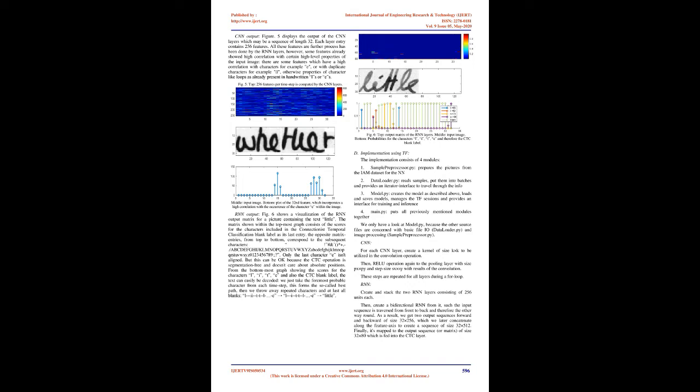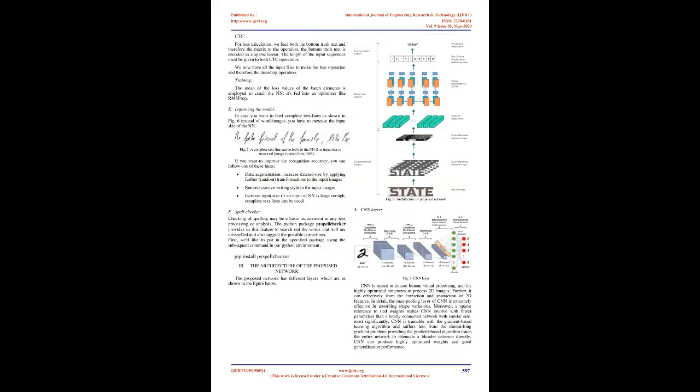CNN output: Figure 5 displays the output of the CNN layers, which is a sequence of length 32. Each entry contains 256 features. All these features are further processed by the RNN layers. However, some features already show high correlation with certain high-level properties of the input image. There are some features which have a high correlation with characters, for example E, or with duplicate characters, for example LL. Otherwise, properties of characters like loops are already present in handwritten Ls or Es.